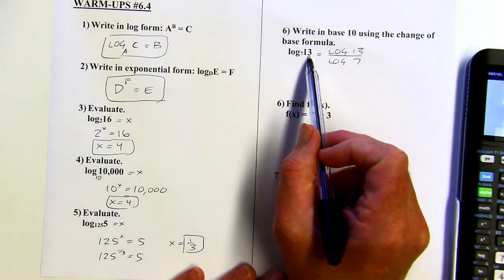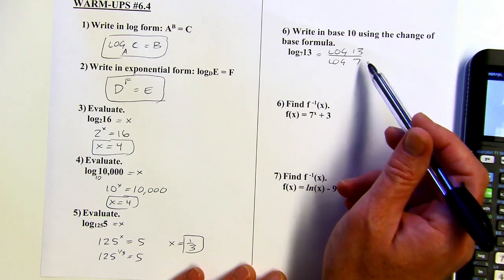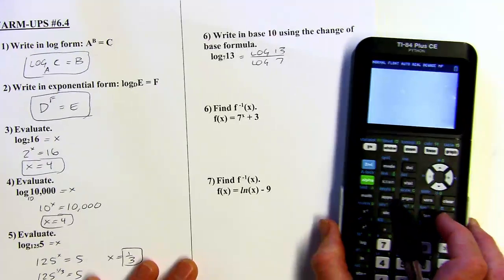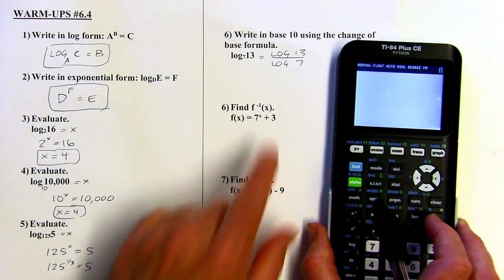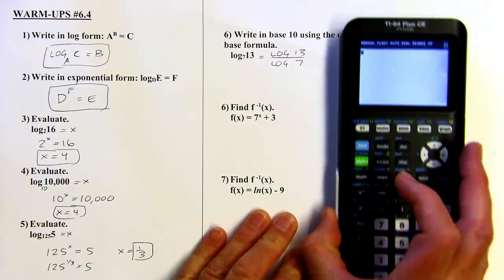So you see how the 13 is higher up than the 7? So that means log of 13 is higher up than log of 7. That's how I remember that. Okay. And now I can type those, both log of 13 and log of 7, into any calculator that can do logs, because they all have base 10.